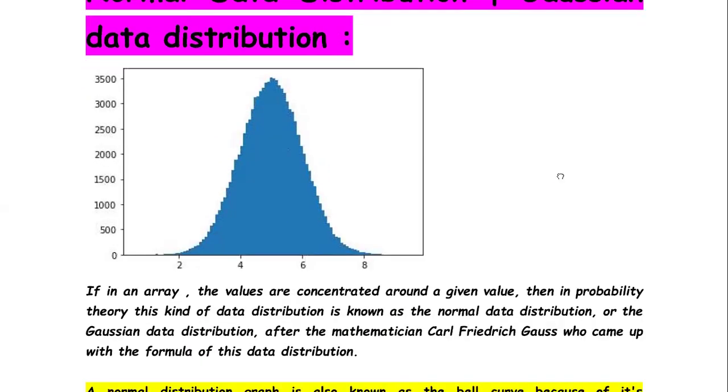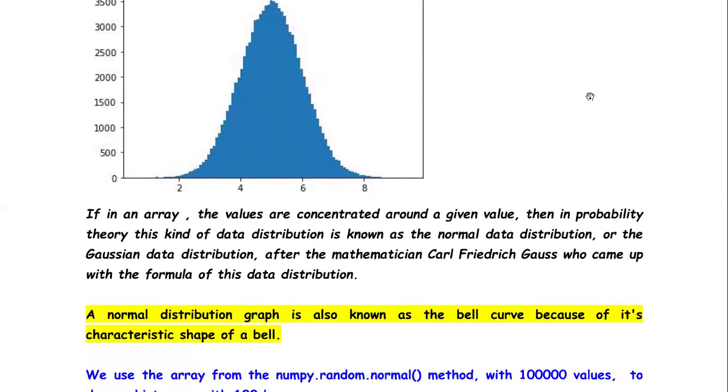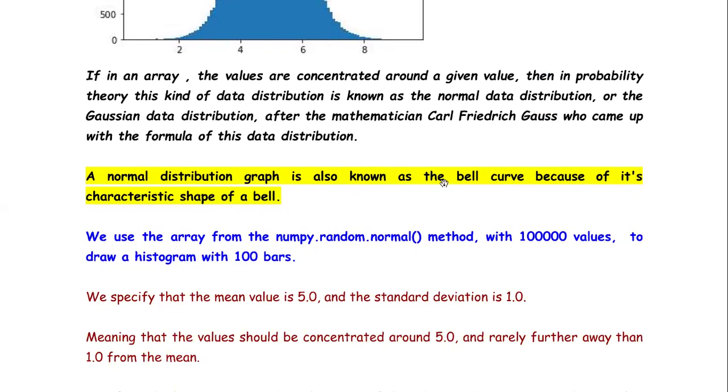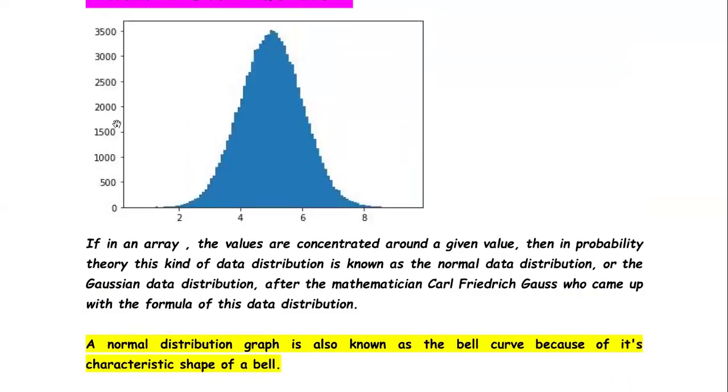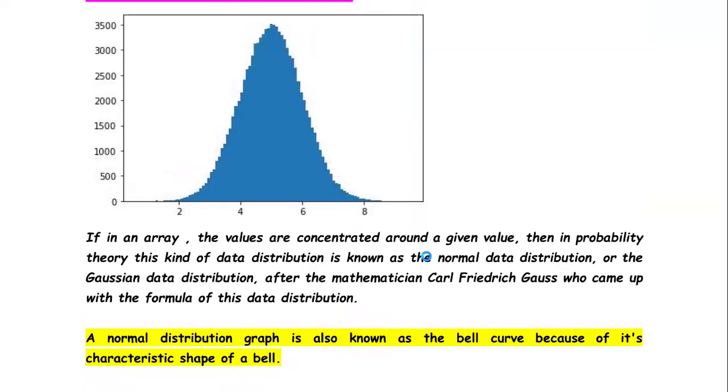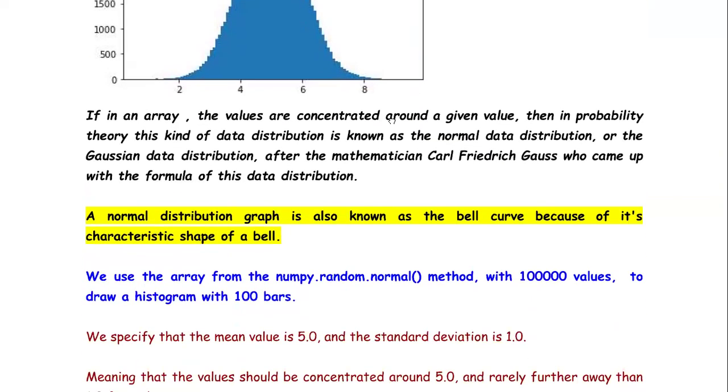Remember, many theories are named after the mathematicians who came up with them, like in this case the Gaussian distribution, named after Carl Friedrich Gauss. A normal distribution graph is also known as the bell curve. Why? Because if you look at this graph, you can clearly see that it takes the form of a bell. Its characteristic shape is that of a bell, which is why the normal distribution is also known as the bell curve.